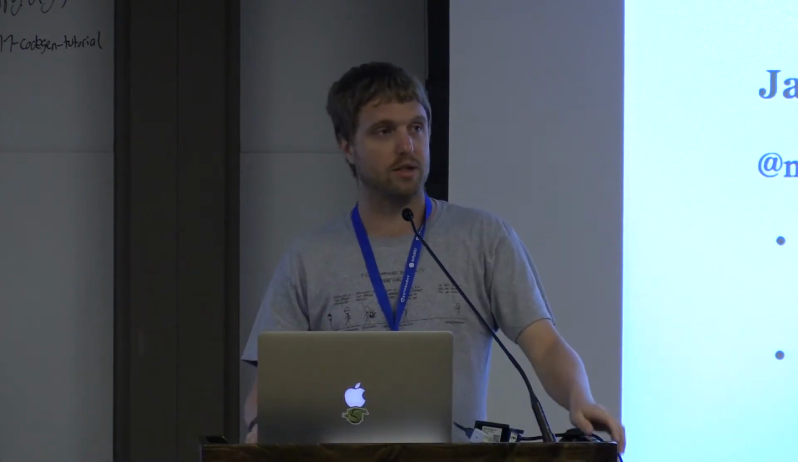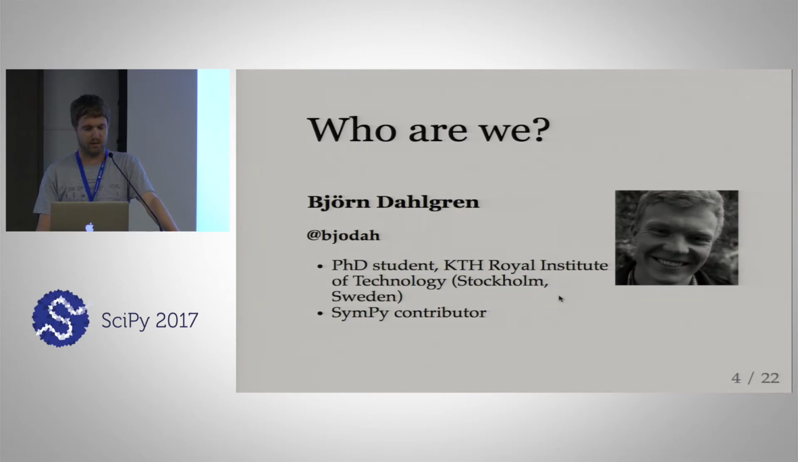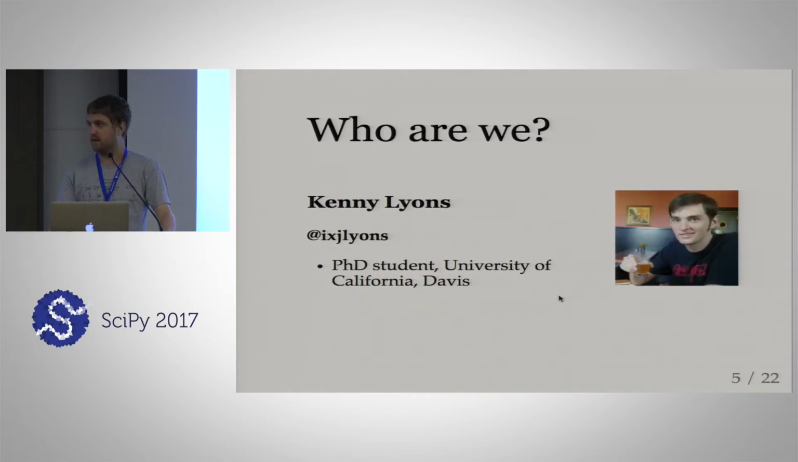Jason Moore in the red shirt back there is a faculty mechanical and aerospace engineer at University of California, Davis, and he's also a SymPy developer and a developer of a library called PyDy. Björn Dahlgren here in the green shirt is a PhD student at KTH Royal Institute of Technology in Sweden, and also a SymPy contributor. And finally, Kenny Lyons, I don't know where he is, I guess he's back here in the red, is a PhD student at University of California, Davis.